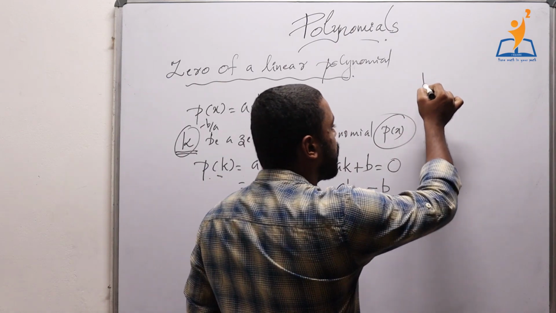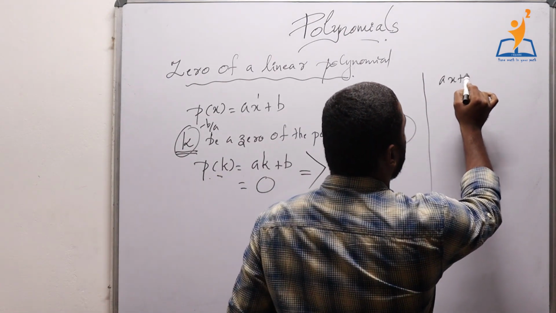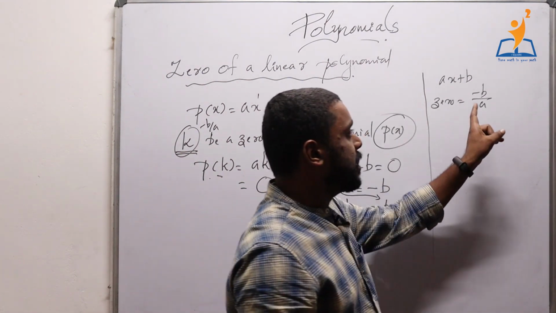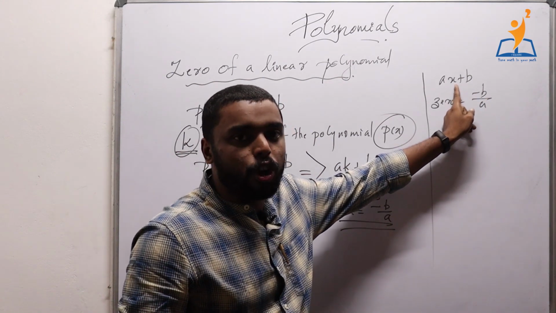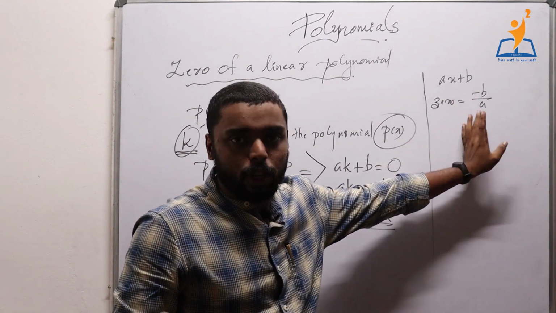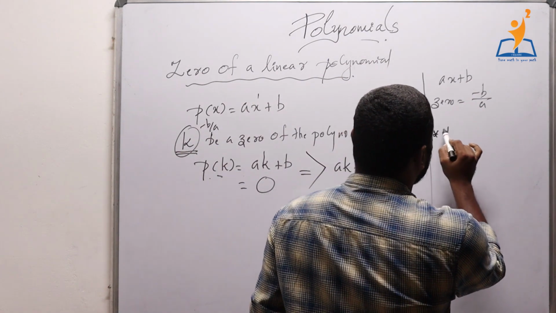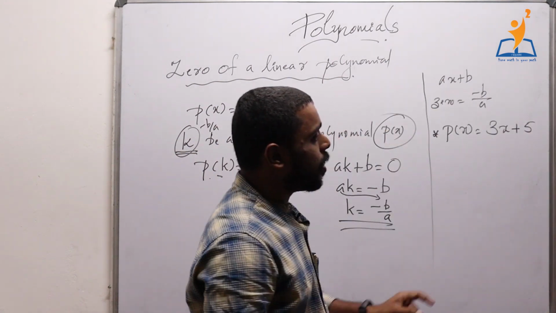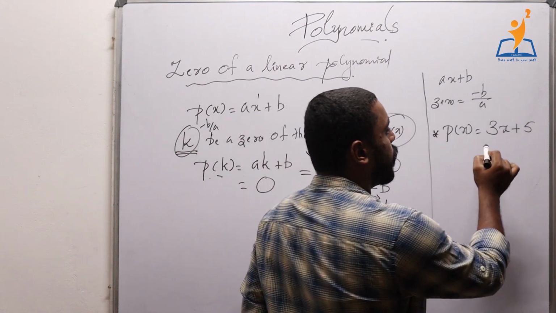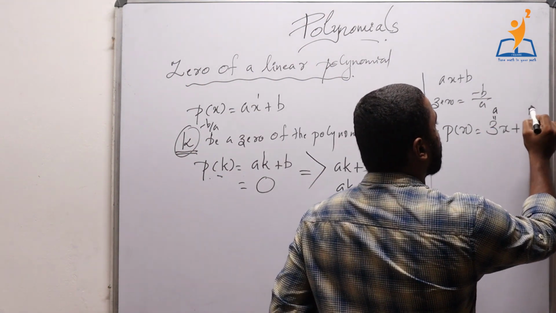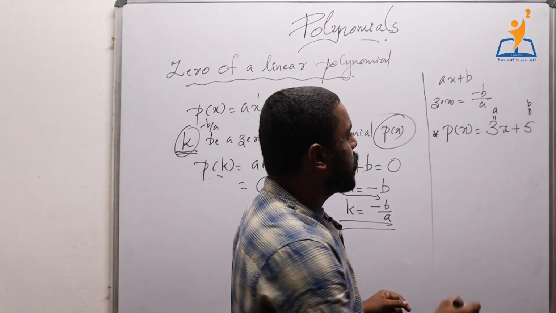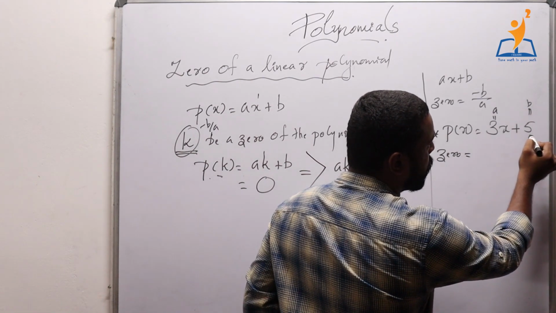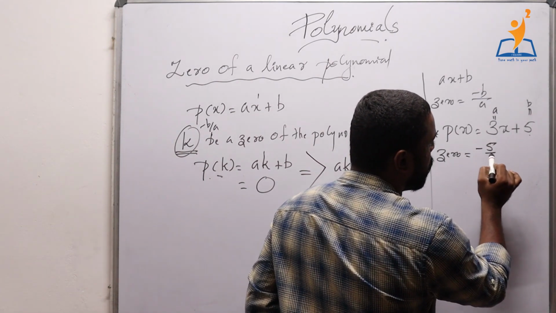Always remember that for any linear polynomial of the form ax plus b, the 0 will be minus b by a, which means that when we substitute minus b by a into this polynomial, it will be 0. Let us check it out. Let our polynomial be 3x plus 5. Here a equals 3 and b equals 5. So the 0 will be minus b by a, with b 5 and a 3, so minus 5 by 3 will be the 0.